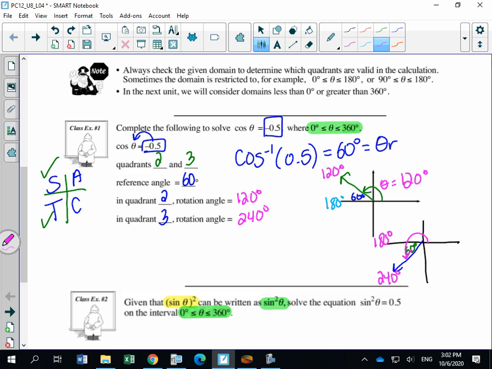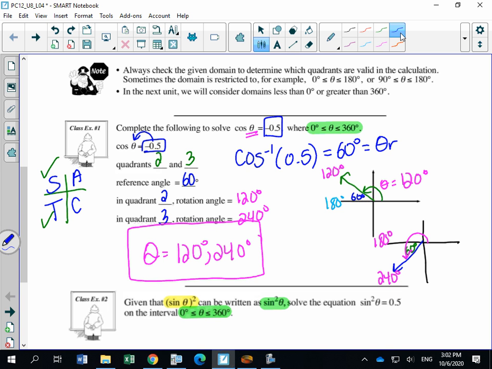So how I would state my answer is theta is equal to, I've got two answers, 120 degrees and 240 degrees, and then you could box that in. How could we check that we were right?